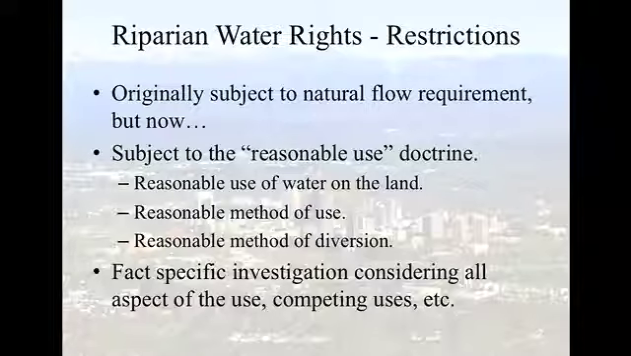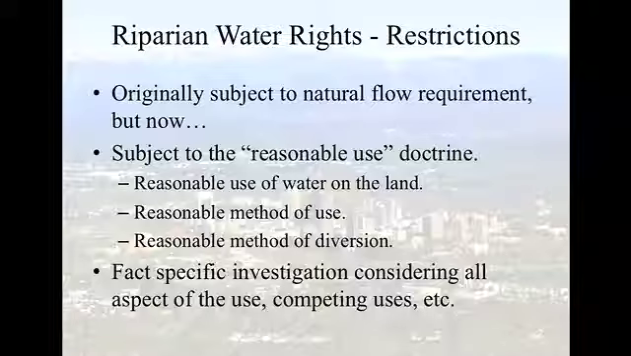So these are restricted in a number of different ways. First, you're limited to the natural flow of the river, meaning you can't go out and dam up the river to increase the amount of water available to you. And you're not supposed to impact the downstream user of that water. Okay? So you cannot create a dam with a riparian right. You have to have an appropriate right to create a dam.